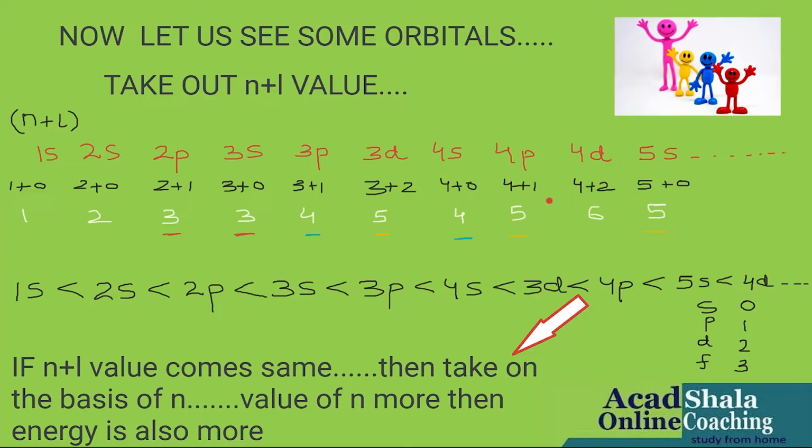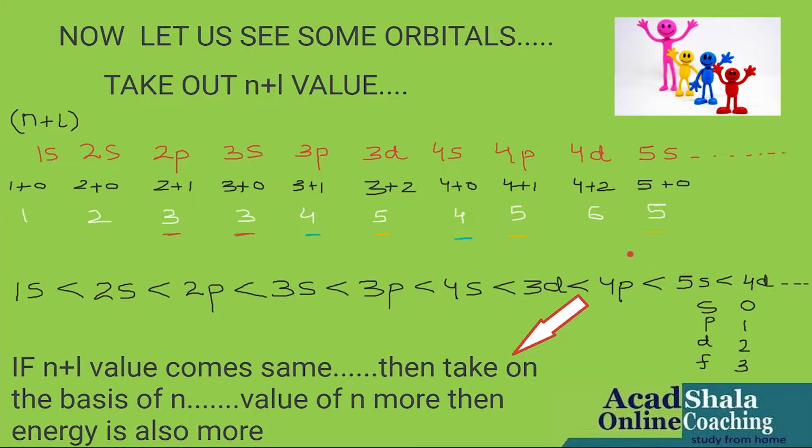Okay. Out of 3, which is having the lower n value? This is having the lower value, that is 3d. So which will be filled up first? Okay, 3d will be filled up first. And out of these two, 4, that means this will be filled up after this. After 3d, 4p will be filled up, and then 5s.